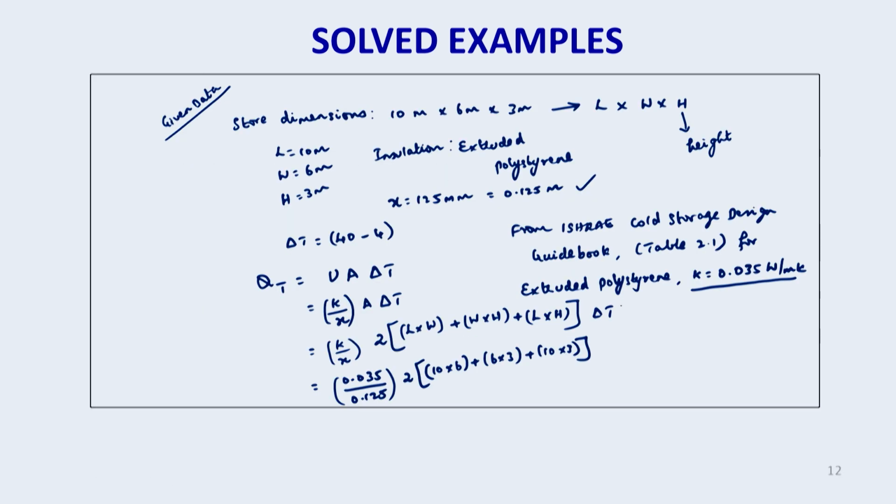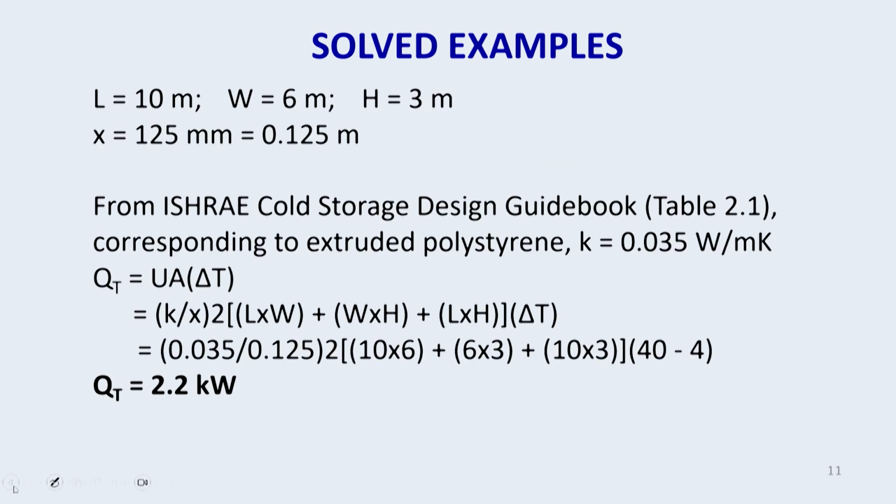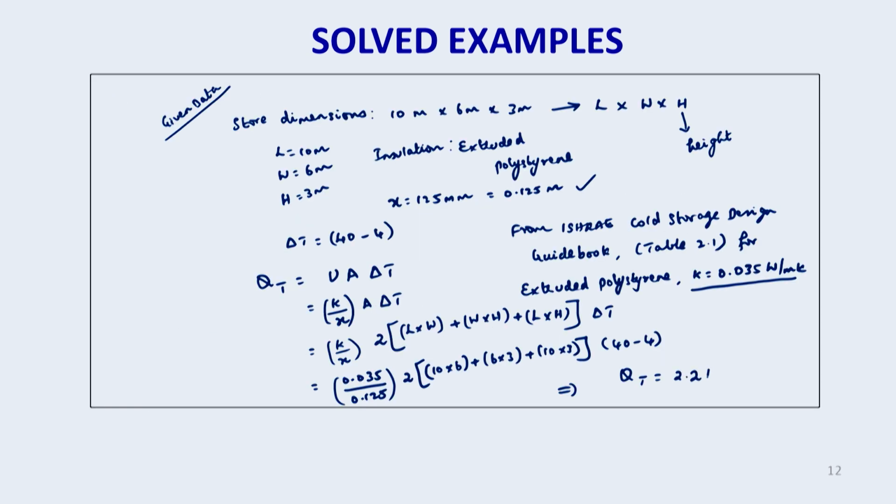So delta T is equal to 40 minus 4. If you calculate, the transmission load comes to 2.2 kilowatt.